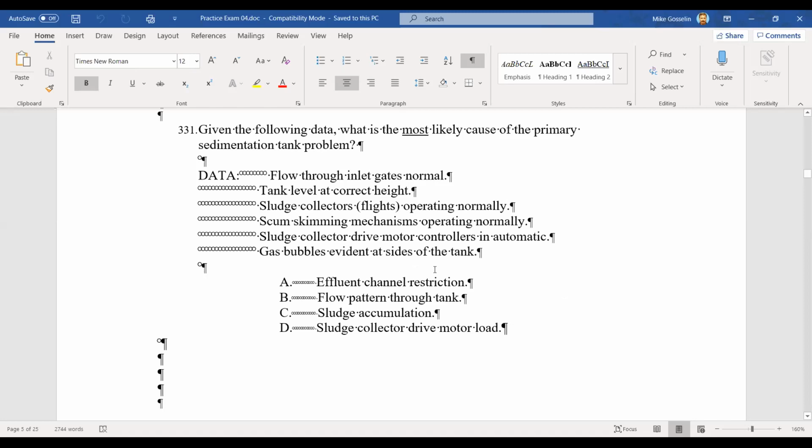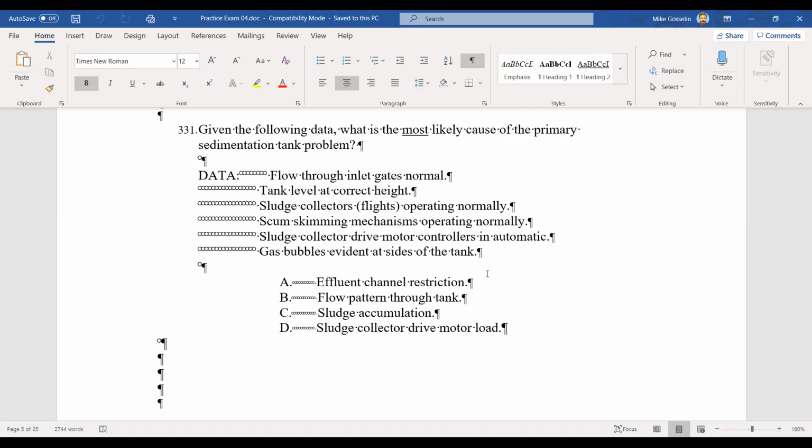Again, really good example of you can't read things into these questions. You can only deal with the things you provided. Let's step through the answers here. So A, the effluent channel restriction. If there was a restriction in that tank on the effluent side, chances are the level in the tank would not be normal.